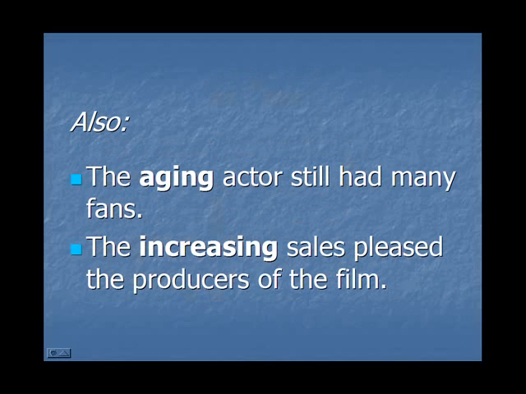Here, we still have adjectives that have an active meaning because someone or something is performing an action, but we're not talking about an effect on others. We're not talking about creating feelings or emotions in others. The person or thing is performing an action, but it's more about an ongoing action, meaning the action continues over a period of time. The actor is getting older, so we can call him an aging actor. The sales are getting bigger, so we can describe the sales as increasing sales.